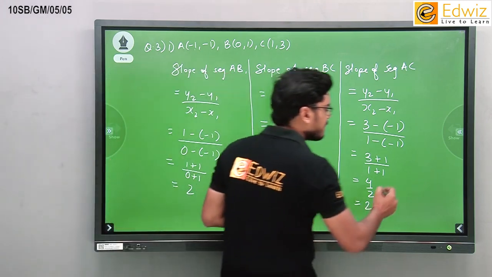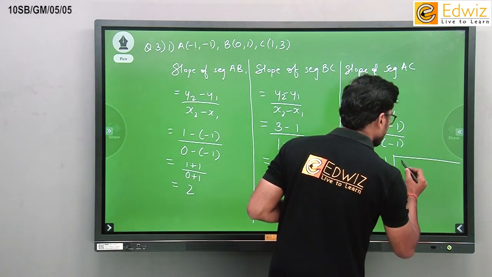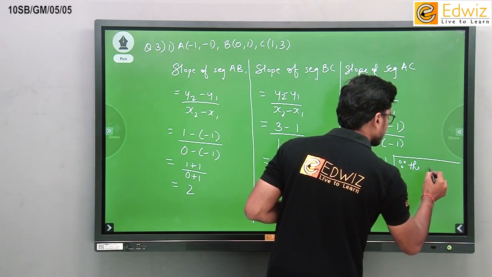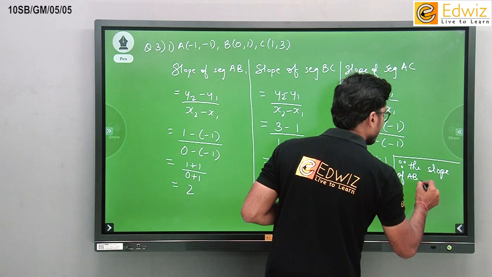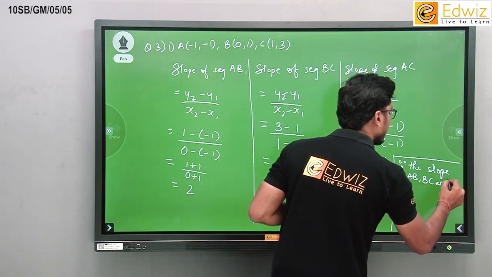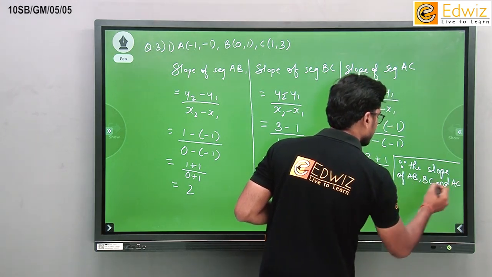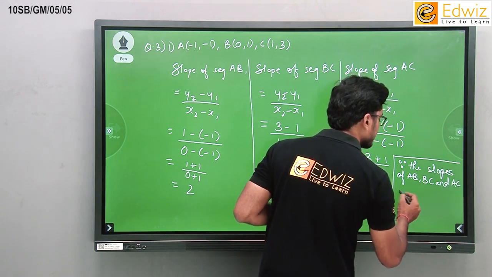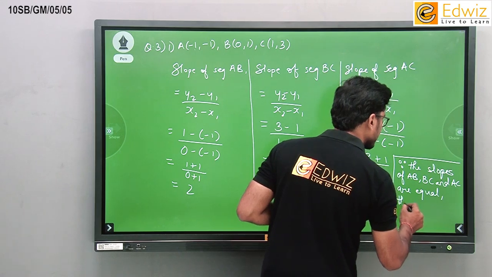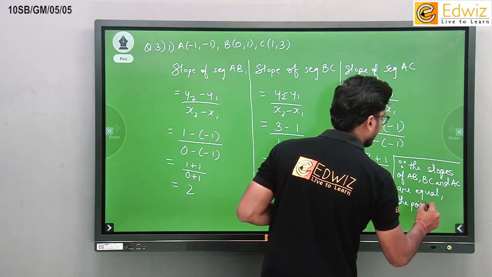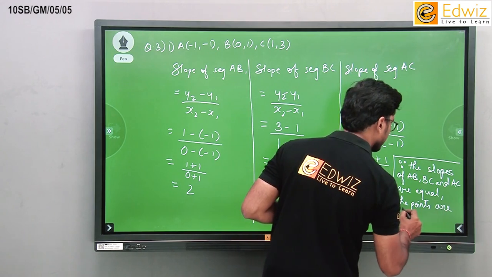Okay, so finally we will write down, since the slopes of AB, BC and AC are equal, the points are collinear.